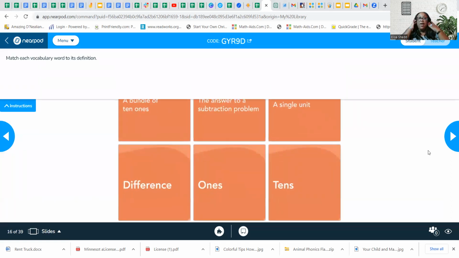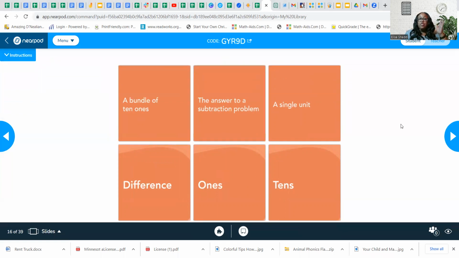Now, we can do a matchup here to remind you of the difference between each one. These are all definitions of what tens place means, what ones place means, and what the difference means. So we're going to start with the answers. These are answers right there. These are the definitions right here. And these are the vocabulary terms. So we have to do some matching up, okay?